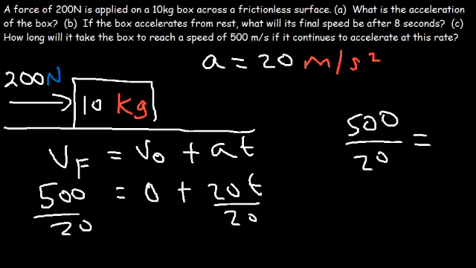So what is 500 divided by 20? Well, we can cancel 0. So it becomes 50 divided by 2. Half of 50 is 25. So it's going to take 25 seconds for the box to accelerate from rest to a speed of 500 meters per second.